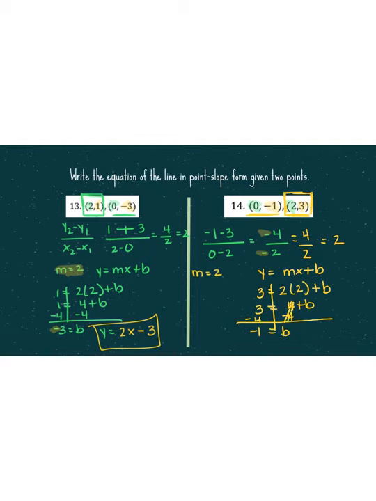Those 4's are gone. So I'm going to put it in y equals my m times my x. And again, because this right here is negative, instead of saying plus b, we're going to say minus 1.